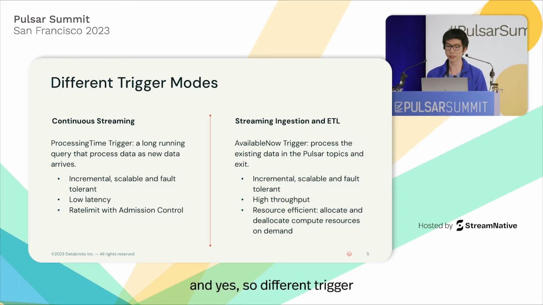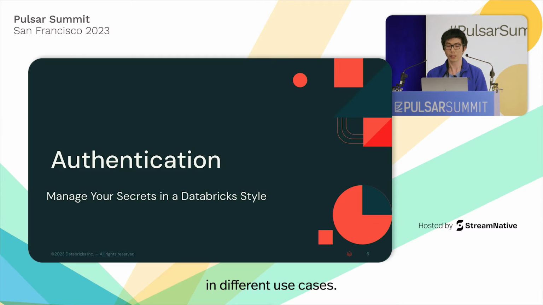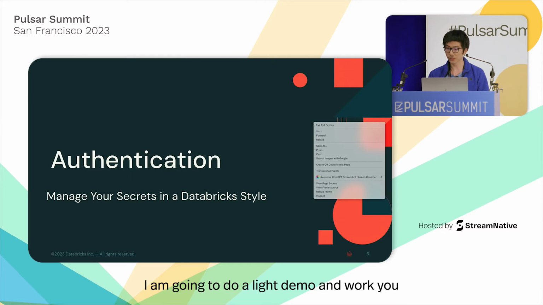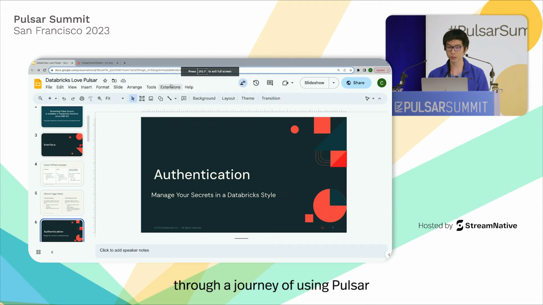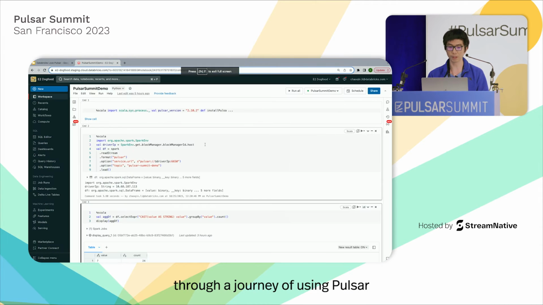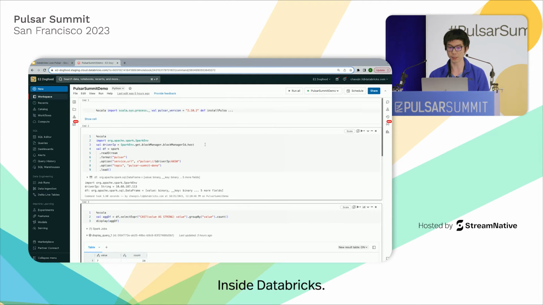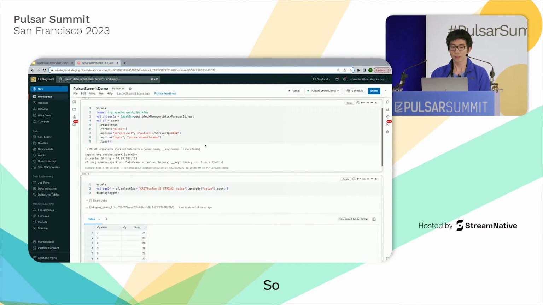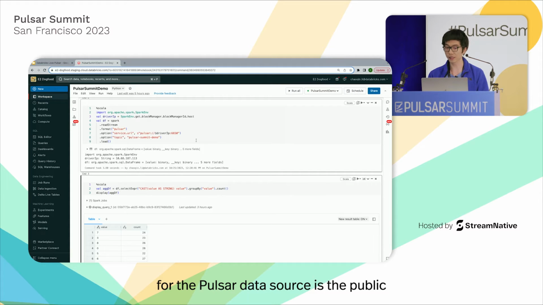So the different trigger modes for the Pulsar data source allow you to build different applications for different use cases. Then I'm going to do a live demo and walk you through the journey of using the Pulsar source inside Databricks. As I said, the only options required for the Pulsar data source are the topic name and the service endpoint.